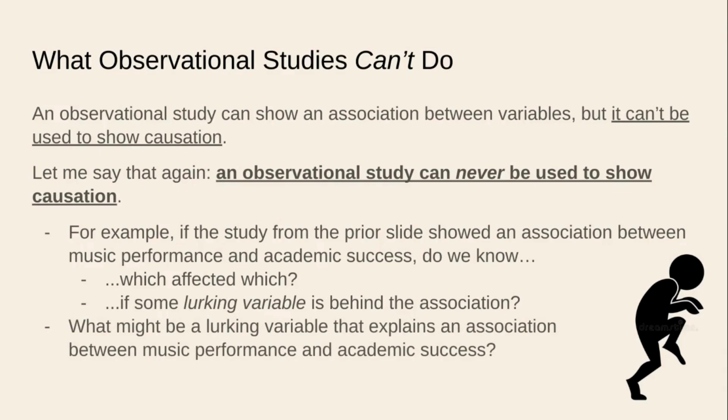So what might a lurking variable be that explains the association between music performance and academic success? Well, there could be several things. There could be some students who have just a higher educational acumen, tend to perform better in music. It also could be related to money. Students who come from a wealthier family might have more opportunities. And if you're able to afford an instrument, perhaps you're also able to afford a tutor when academics get tough. So money could be another lurking variable as well.